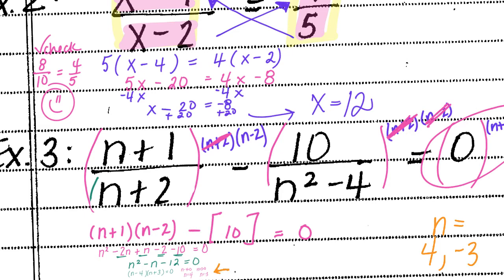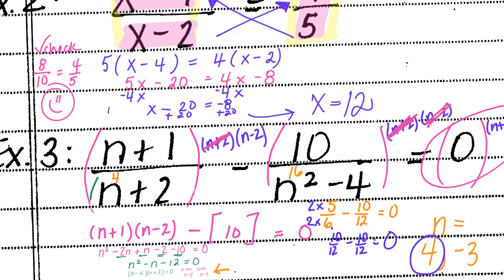So when I put 4 in, 4 plus 1 is 5. 4 plus 2 is 6, minus 10 over, well, 4 squared is 16. 16 minus 4 is 12. Is that equal to 0? It is, because if I doubled each of these and multiplied them by 2, wouldn't I have 10 over 12 minus 10 over 12? So that would equal 0. So we know that the 4 works.